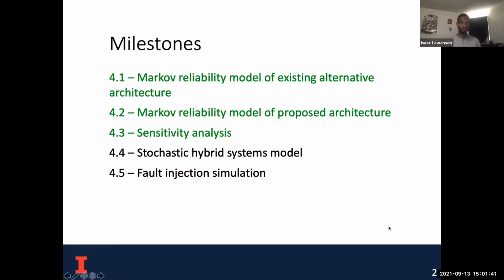So the structure of the presentation will be talking a little bit about the reliability model of the existing architecture, the baseline architecture, and then I'll talk about the things that we have designed as a group and their reliability and their availability, and then I'll move on to sensitivity analysis, where we'll discover which components of the converter have the most impact on the failure rates and the reliability of the system.